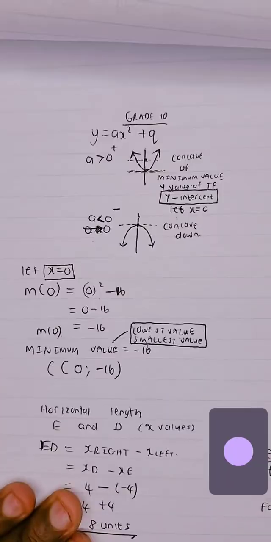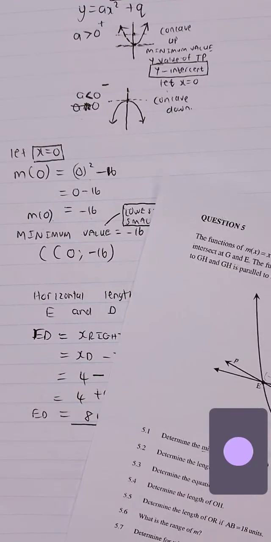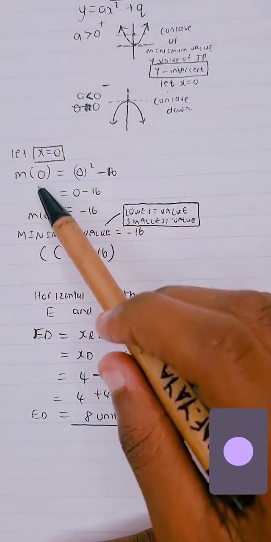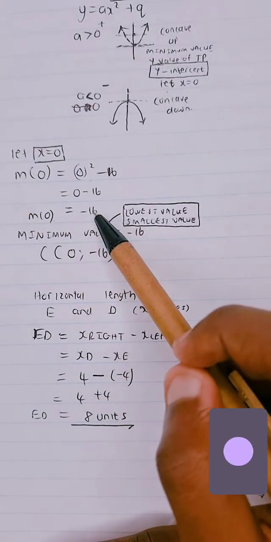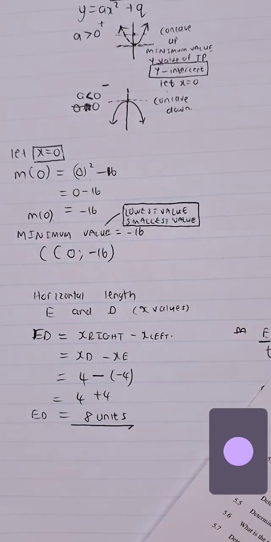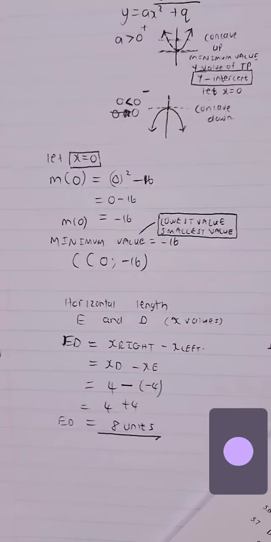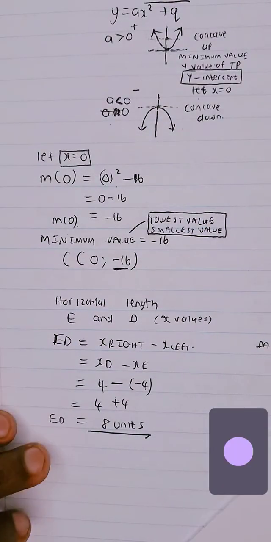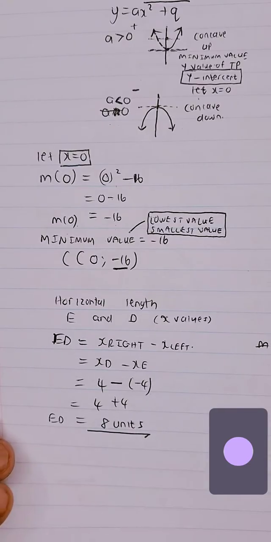Okay, here we were. If you remember, we let x be equal to 0. All right, x is equal to 0. We then got m0 is equal to negative 16. Then we concluded that the minimum value is equal to what? Yeah, negative 16. Okay. So it was the y coordinate. Because remember, even here now, we want the range. And the range is the possible y values where the function exists.